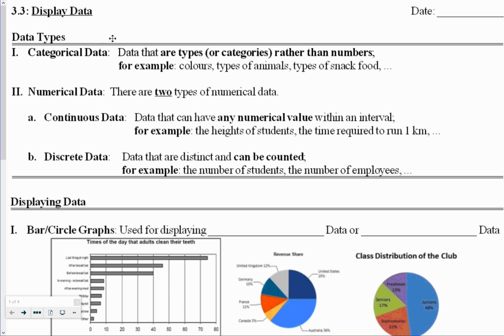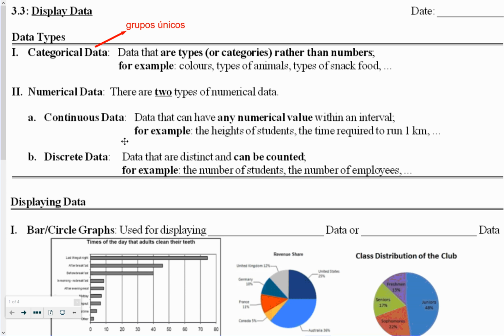So in your language, you would call this like a unique group, grupos únicos. Okay? Now, as for numerical data, there are two types of numerical information that you would find on a graph. We would have something that's called continuous data, and we also have something that's called discrete data.